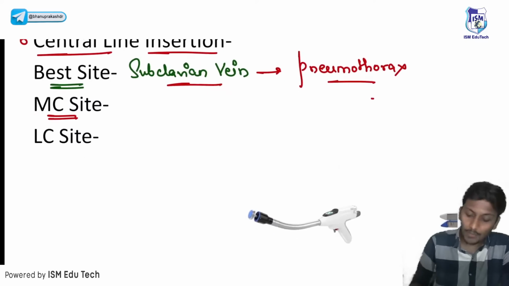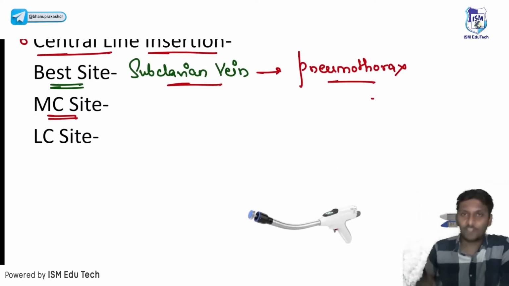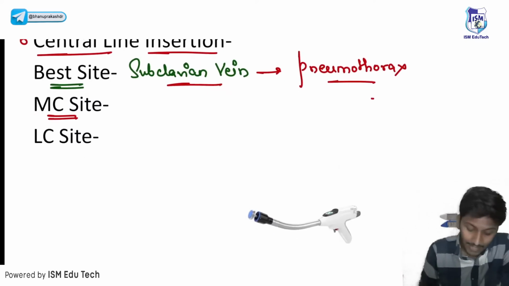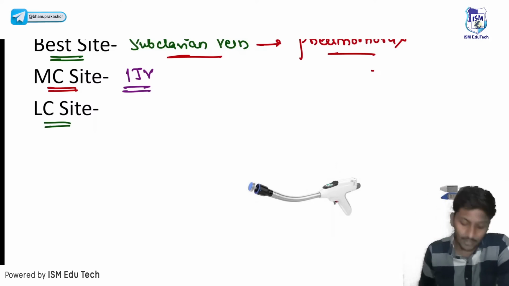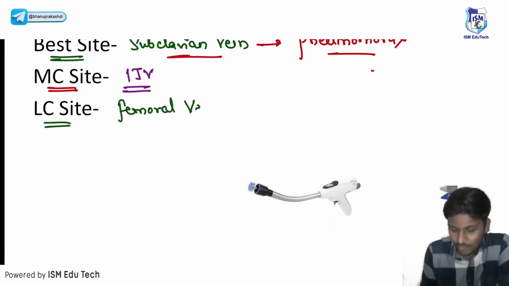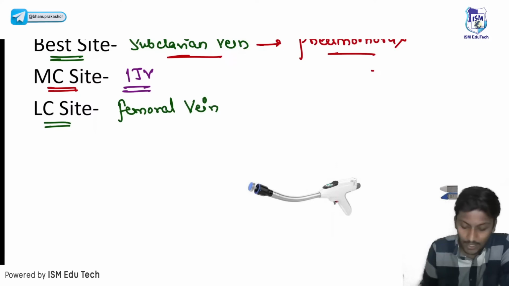The internal jugular vein stands as the most common site for central line insertion, prized for its accessibility and lower associated risks compared to the subclavian approach. Conversely, the femoral vein is the least favored site for central line insertion due to elevated risks of infection and thrombosis, given its location in the groin region.